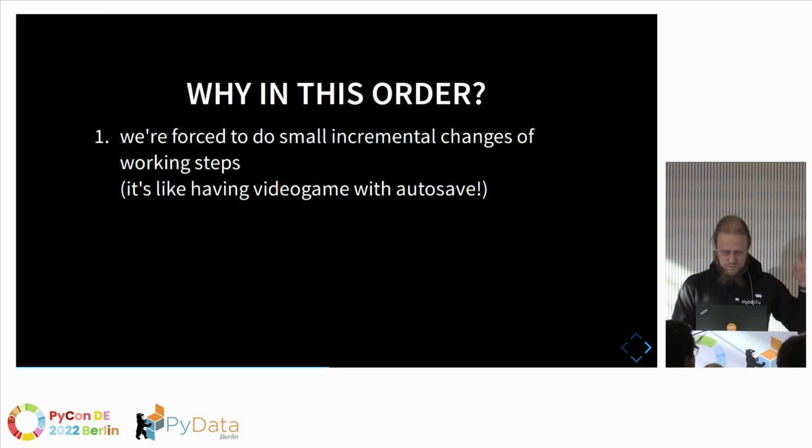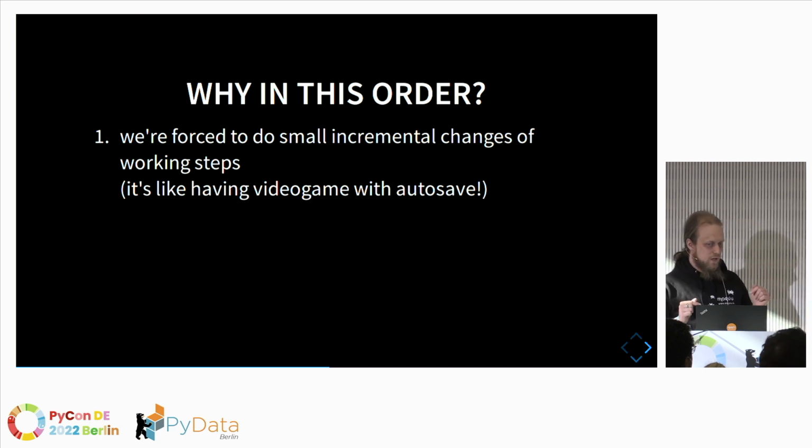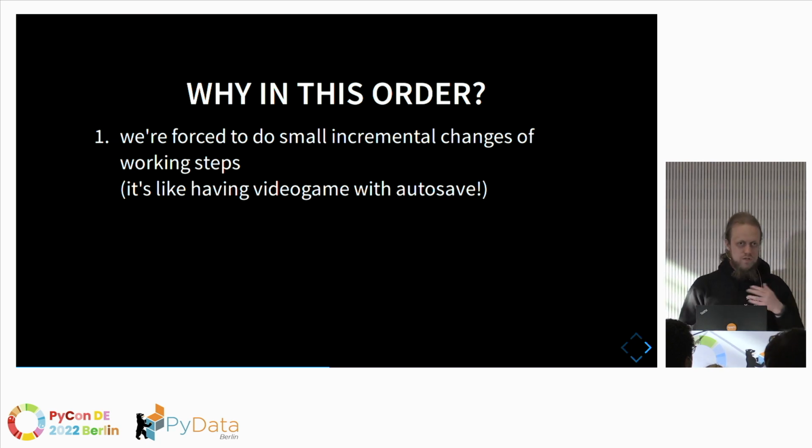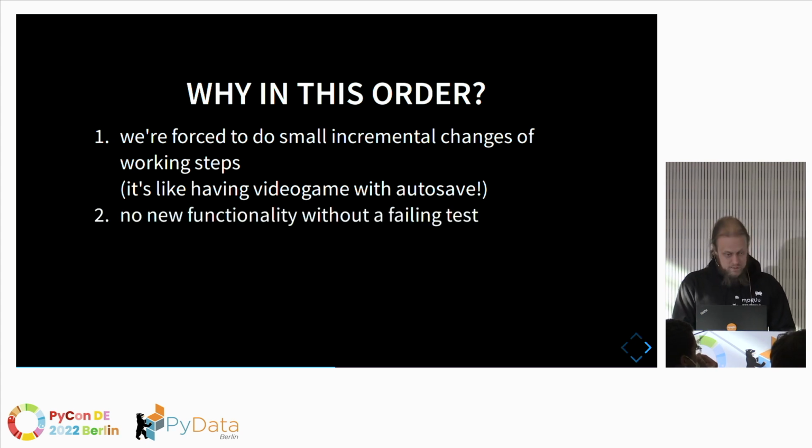So why in this order? As I just told you, because we have small incremental changes of working steps. In my opinion, a good analogy is video games with autosave. We have this constant autosave where we can go back to a working product. Of course, you should use Git with it. I won't use it today because it's a different topic, but in general, it's a good idea after one cycle to commit it to the Git history. We don't write new functionality without a failing test, which is part of the whole idea.